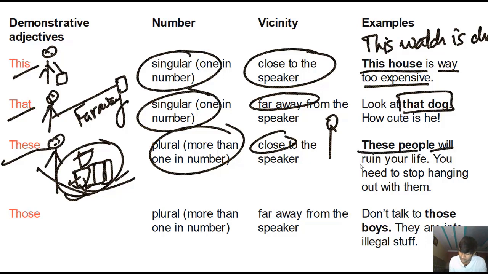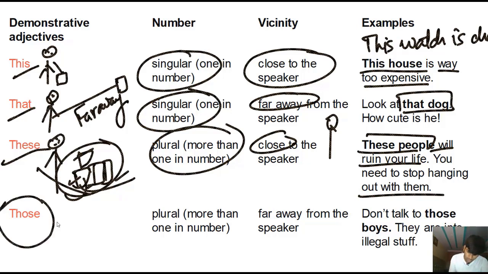These people will ruin your life. You need to stop hanging out with them. These people, I'm talking about particular people, more than one in number, and right next to us, close to where we are. If they were far away from us, we would say those people. Do not hang out with those people. Those people, quite far away from us. So those is used to refer to plural nouns that are far away from the speaker.